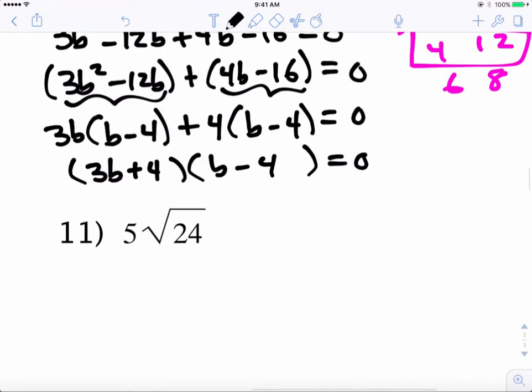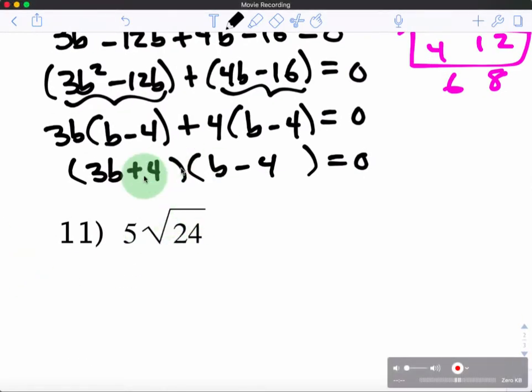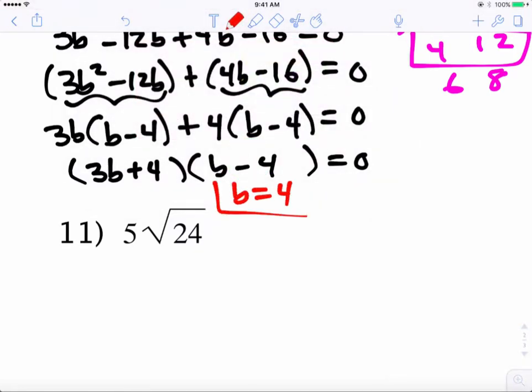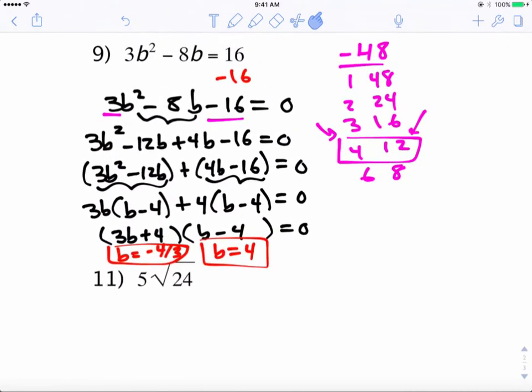Amazing. Now we're in a position where all we have to do is find the b value that makes this grouping equal to 0 or this grouping. Our easy solution is going to be that b could equal 4, but it also could be the case that b equals -4/3. And those are the two solutions to this equation right here. So those are a lot of our polynomial factoring skills being reviewed in that section.